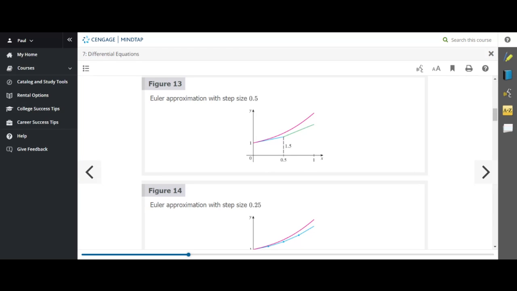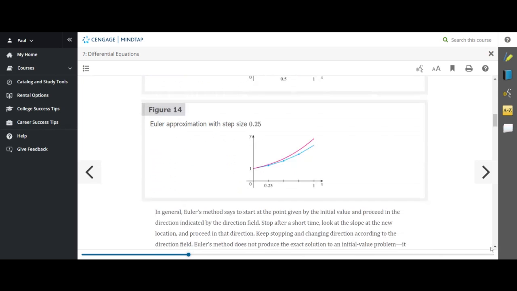So if you pick smaller step sizes, like a step size of 0.14, like they do here in figure 14, you see the tangent lines approximate the solution curve better. So the smaller your step size is, the better you approximate the solution curve.